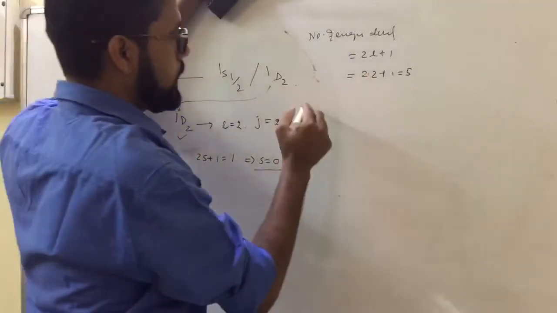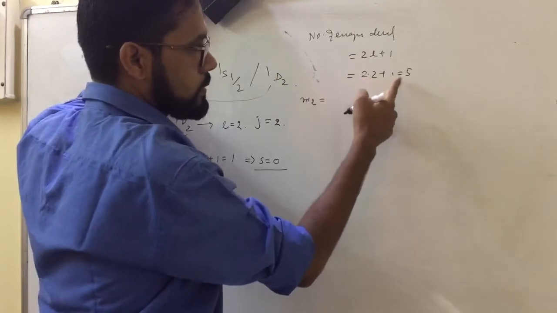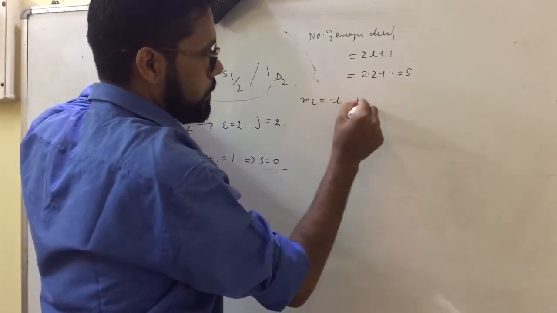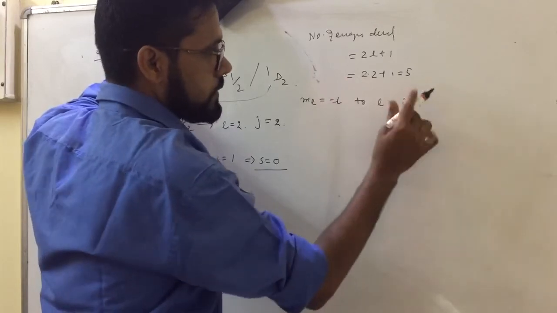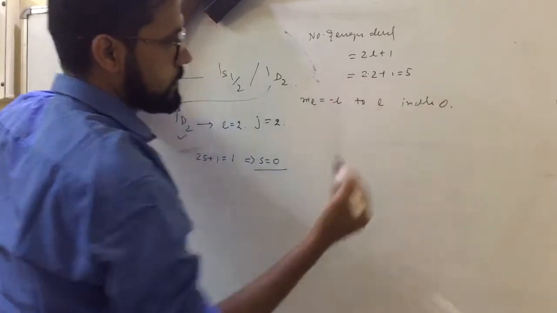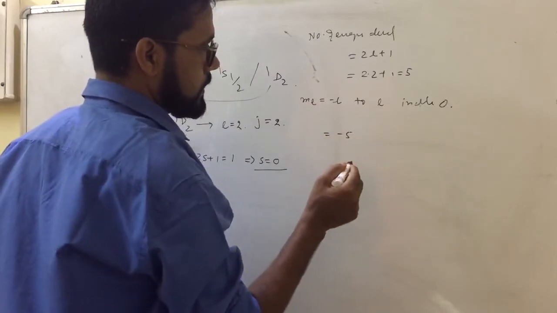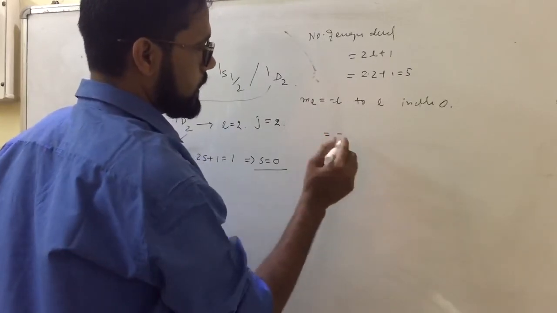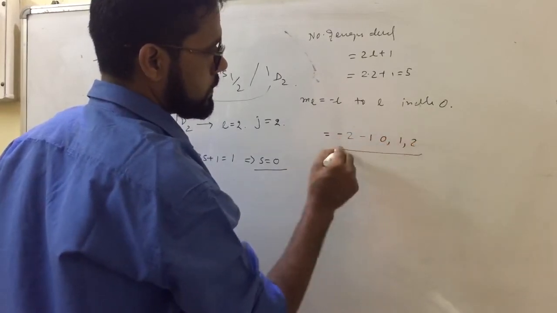So what is the value of M? Now you have to find the value of M. The value of M goes from minus L to plus L, including 0. Okay, including 0. Now what is the value? M equal to minus 2, minus 1, 0, 1, 2. These are the 5 values.